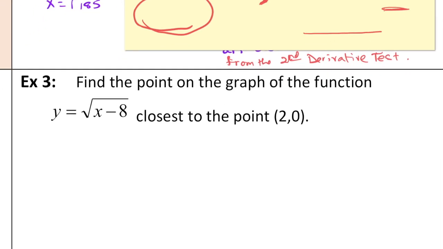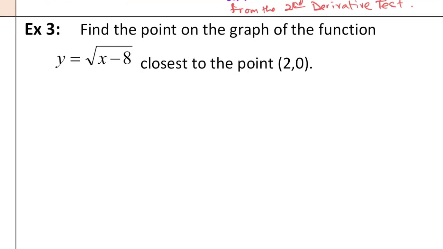For example 3, we're going to find the point on the graph of the function y equals square root of x minus 8 closest to the point (2, 0). So when we sketch a graph, we have our square root function. On the graph, we're going to put the point (2, 0). And we'll pick an arbitrary point (x, y), so that we can draw the distance between these 2 points, the (2, 0) and (x, y).